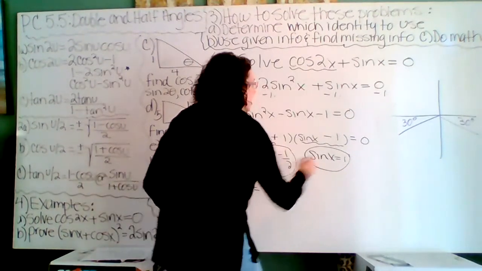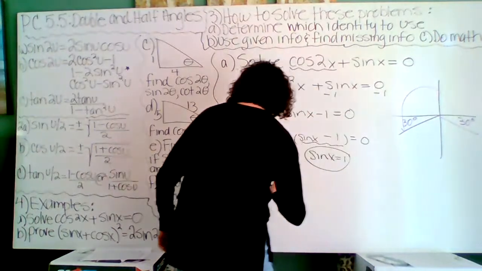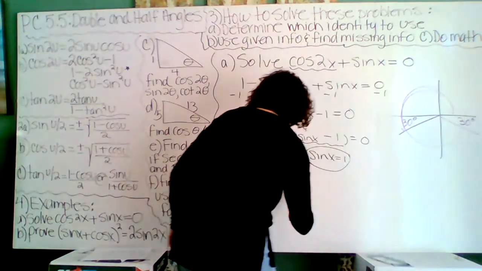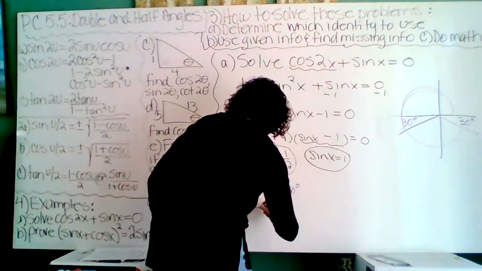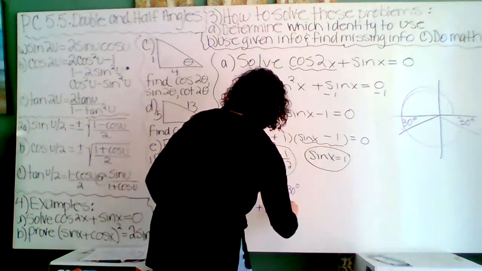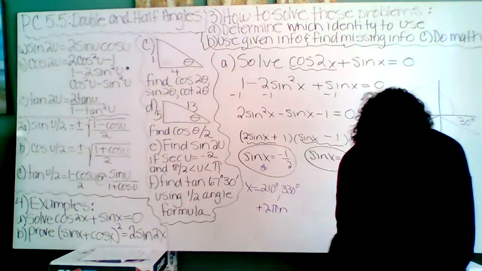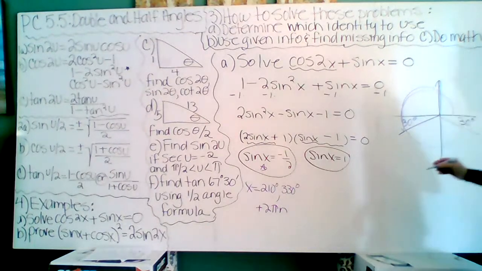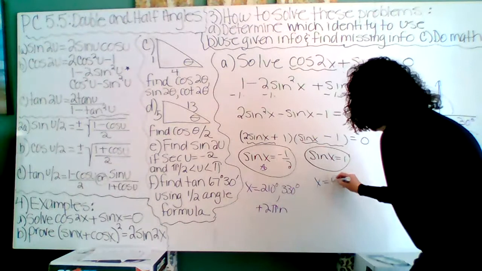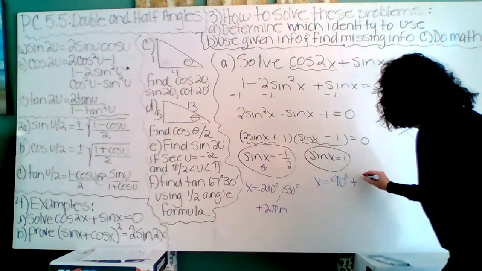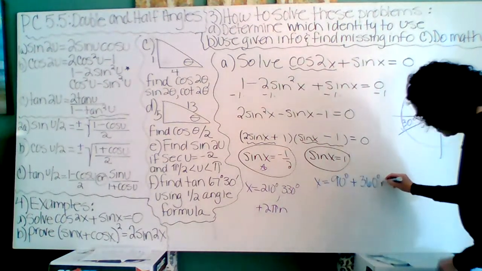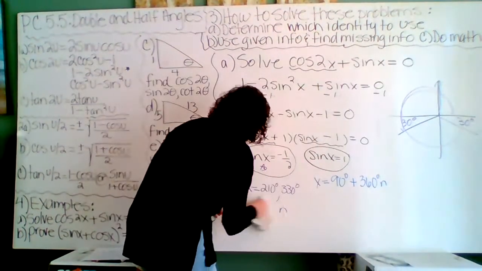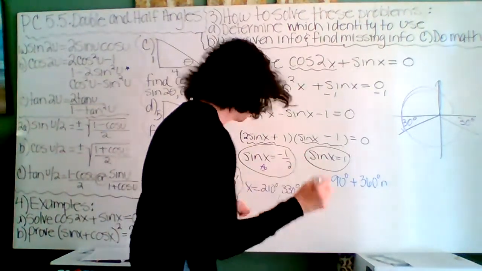So x equals 210 degrees, 330 degrees, plus 2 pi n. And then where is sine equal to 1? That happens at 90 degrees. Plus 360 n, right? So my 2 pi n, of course, is supposed to be in degrees. I switched to radians by mistake.